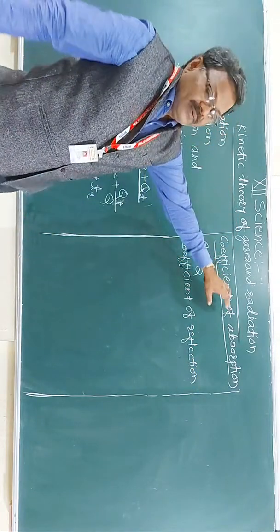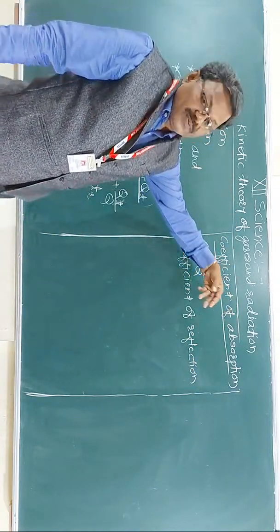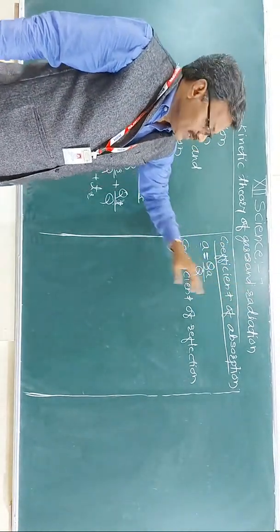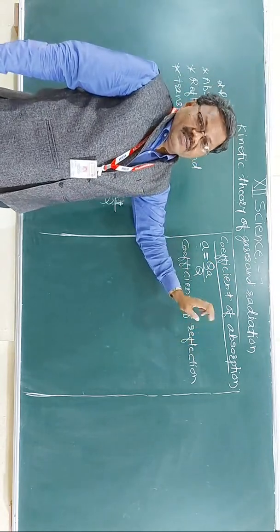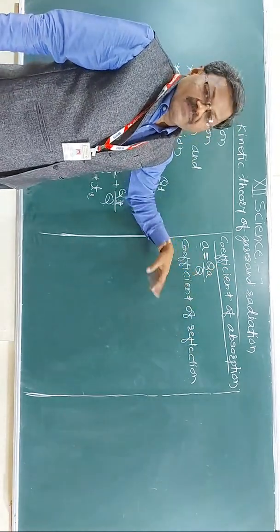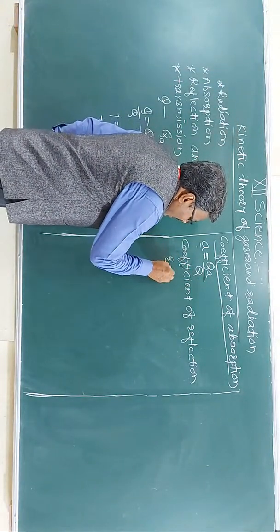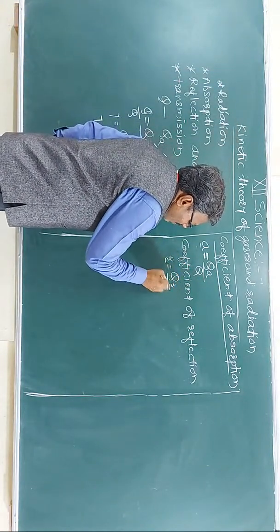Actually, this coefficient of absorption is also called the absorptivity. This coefficient of reflection is also called the reflectance, and it is equal to R is equal to QR upon Q.